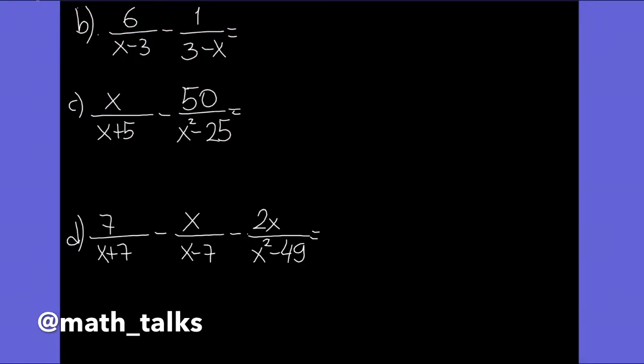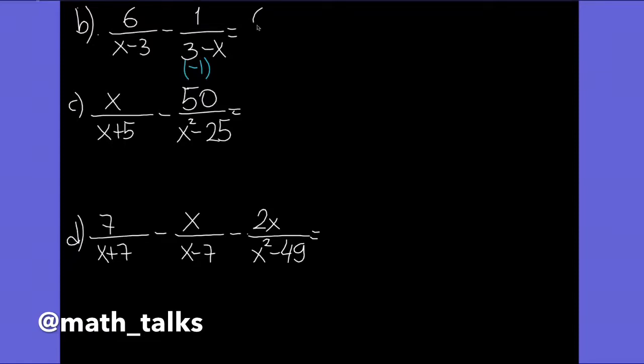Now here, check first; the first rule is that you always have to check your denominators. If the denominators are the same, you can continue with the operation, but if they are not the same, you have to make them the same first. 6 over x minus 3 minus 1 over 3 minus x. So here you have to choose one of them and multiply it by negative 1. I will choose the second one, so I'm going to multiply it by negative 1.